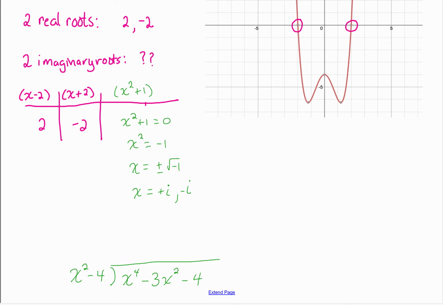Now, just to introduce a couple of new terms, these are called linear factors, because linear means line, and line has a degree of 1. This is not a linear factor. It is still a factor, but notice because it's squared, it's not a linear factor.